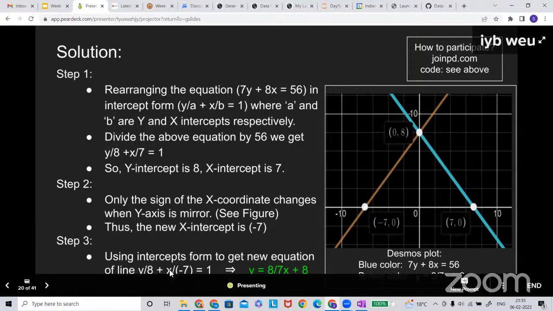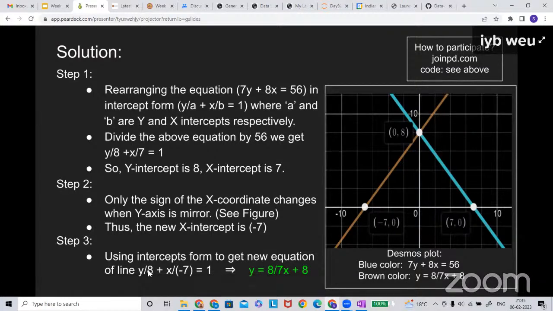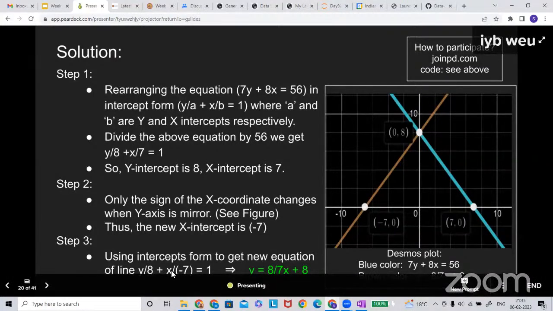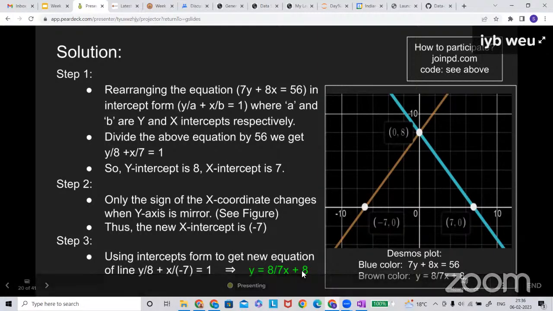In the intercept form, you have y upon y-intercept plus x upon x-intercept. So y by 8 plus x upon -7. If you solve that, you will get the equation y is equal to 8 by 7x plus 8. Is that clear?